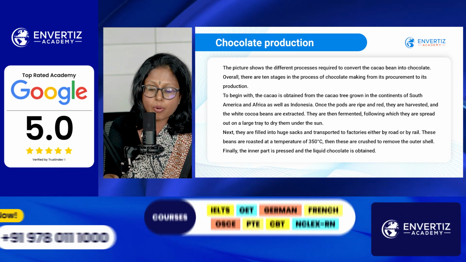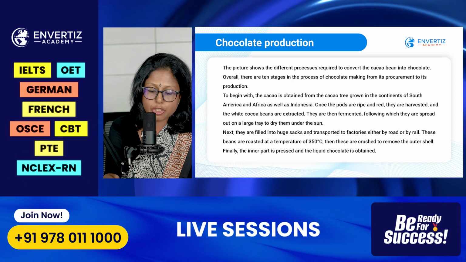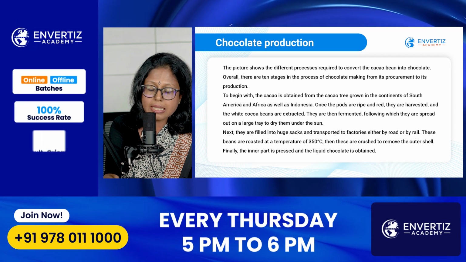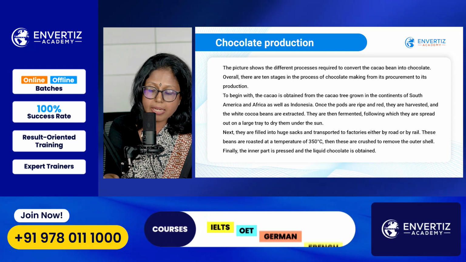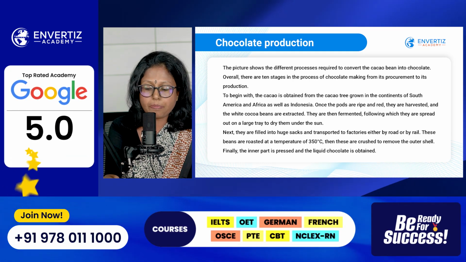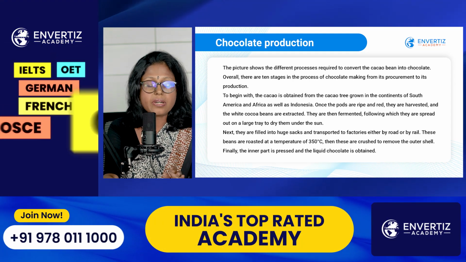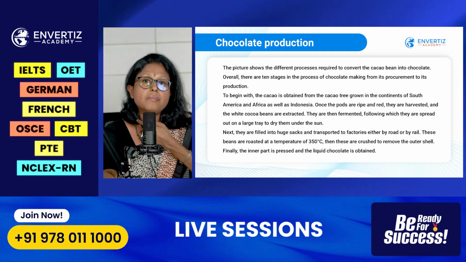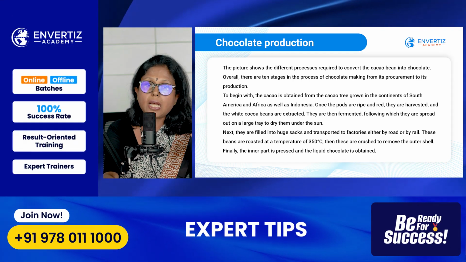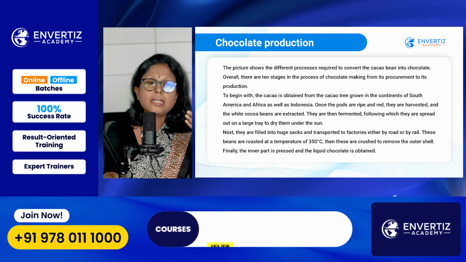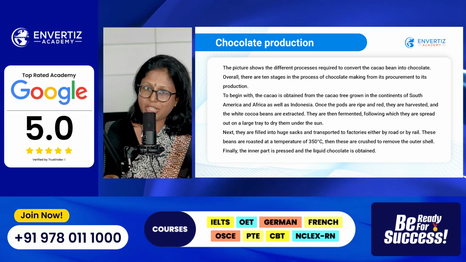These beans are roasted at a temperature of 350 degrees Celsius. Then these are crushed to remove the outer shell. Finally, the inner part is pressed and the liquid chocolate is obtained. So we've written the entire process, starting with an introduction, going to an overview, and winding it up with a detailed explanation of what the process actually is.